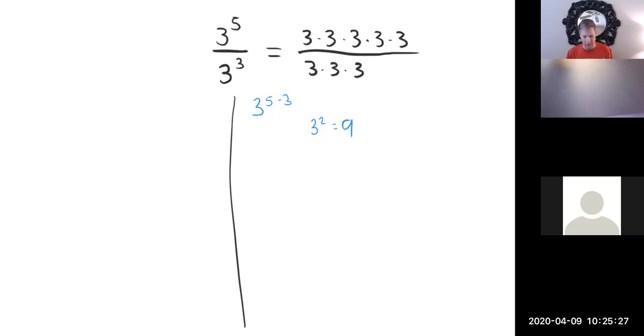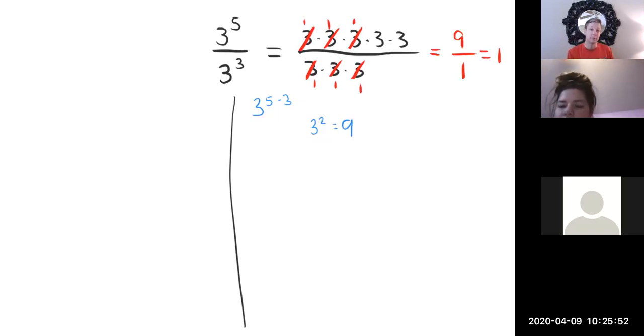And what do you get when you divide a number by itself? 1. So 3 divided by 3, those are 1s. 3 divided by 3, those are 1s. 3 divided by 3, those are 1s. So what we have on top is 1 times 1 times 1 times 3 times 3, which is 9. And on the bottom, we just have 1.